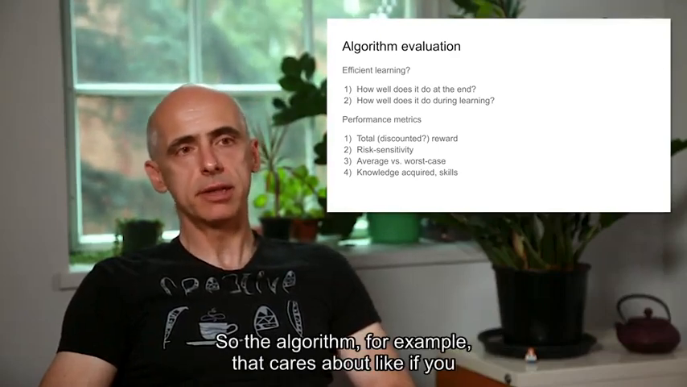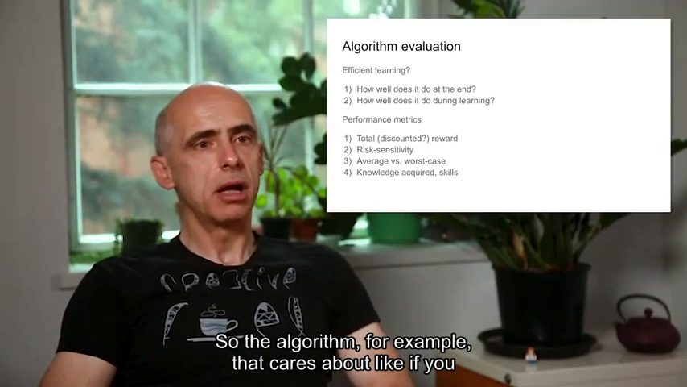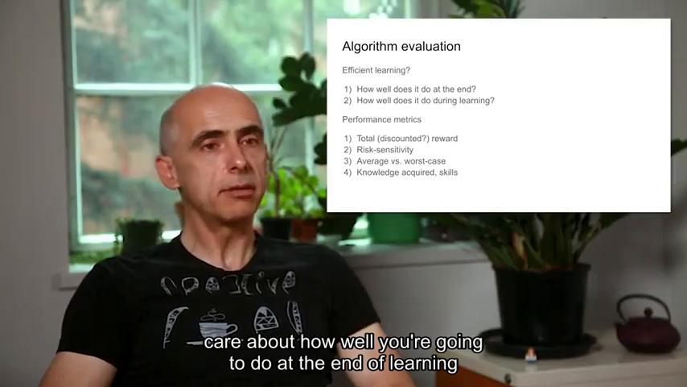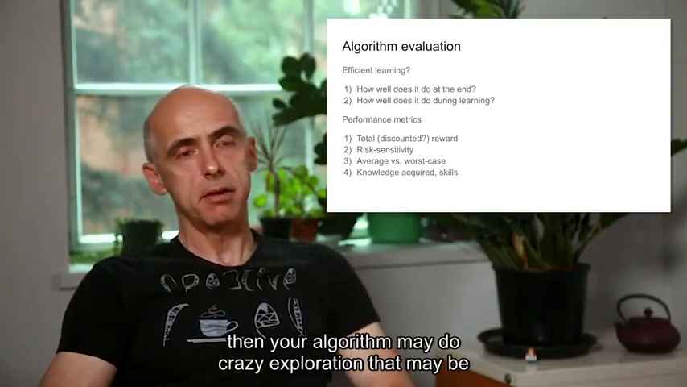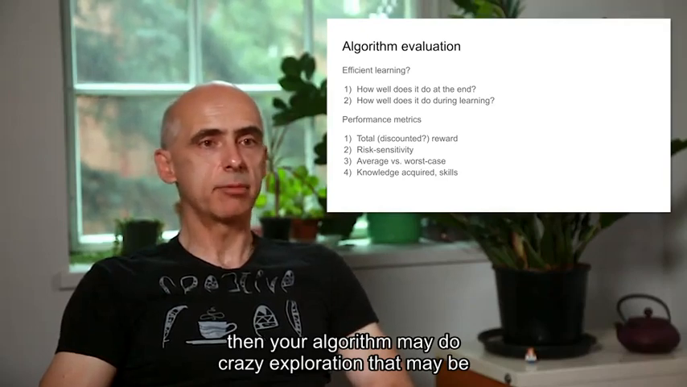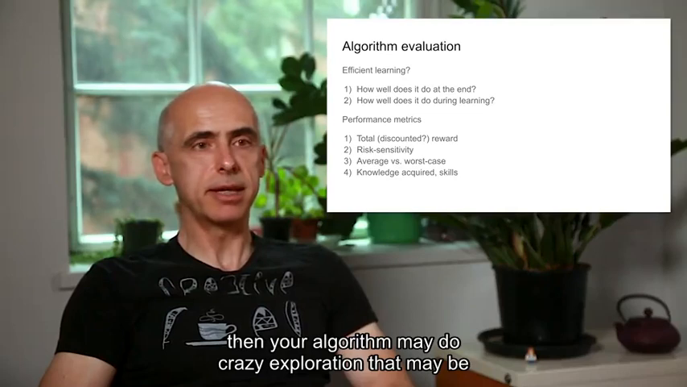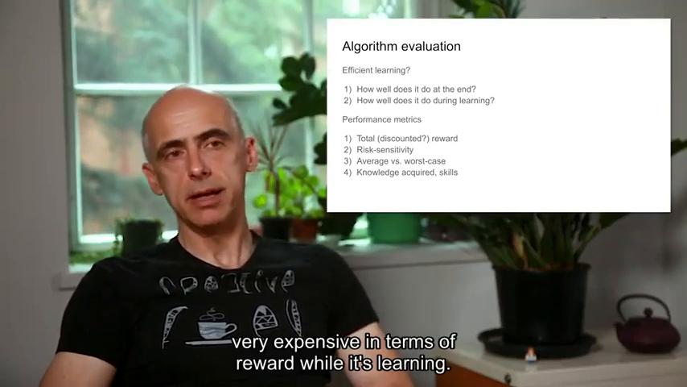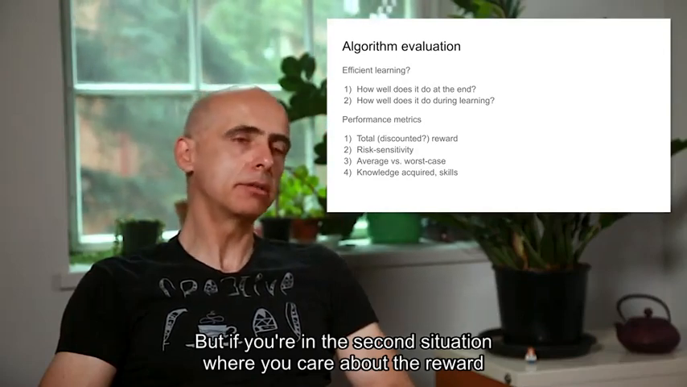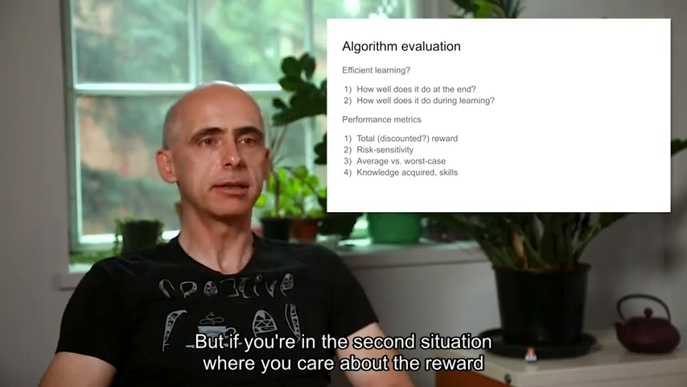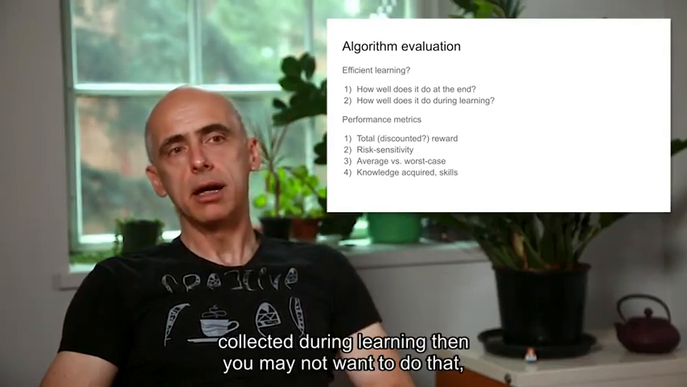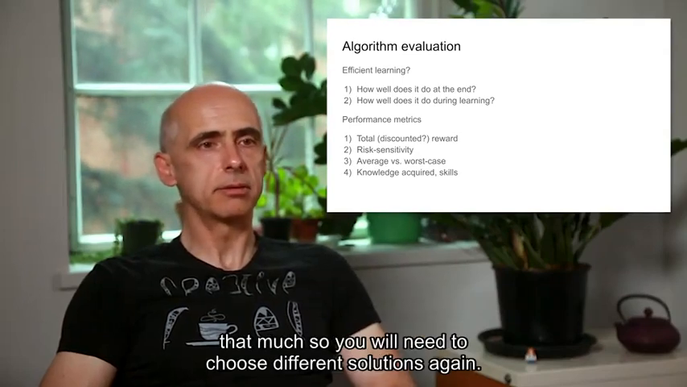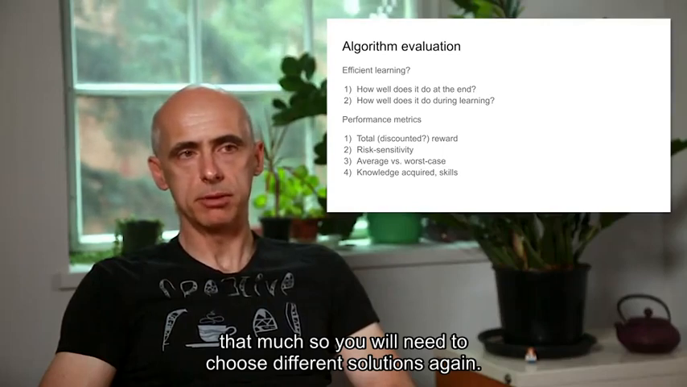So for example, if you care about how well you're going to do at the end of learning, then your algorithm may do crazy exploration that may be very expensive in terms of reward while it's learning. But if you're in the second situation where you care about the reward collected during learning, then you may not want to do that much, right? So you will need to choose different solutions again.